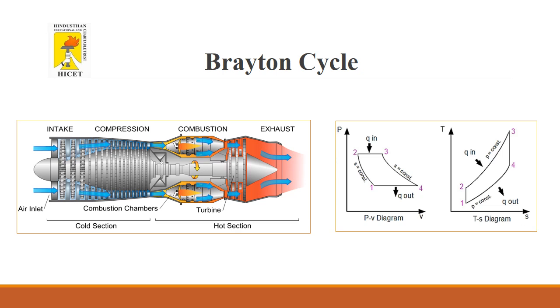The gas cycle in which the gas turbine engine works is the Brayton cycle. The PV diagram of Brayton cycle is shown here. In the process 1 to 2, the entropy is constant and compression takes place. In the process 2 to 3, combustion takes place and heat is supplied. And in the process 3 to 4, the entropy is constant and the gases are expanded through the turbine and the nozzle. In the process 4 to 1, the gases are let out to the atmosphere, so the heat is let out.